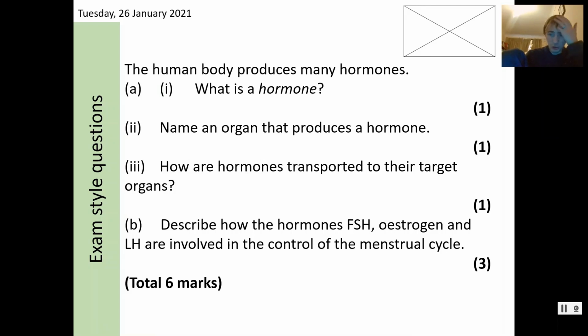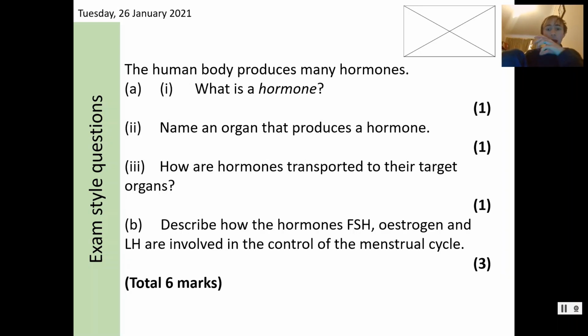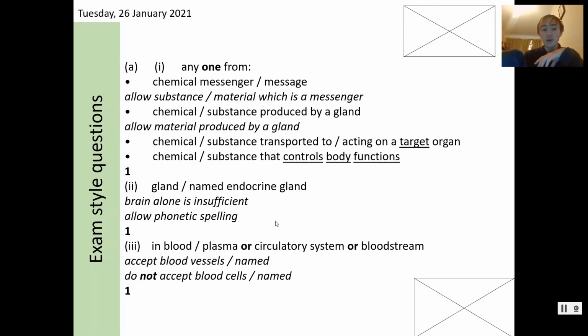Name an organ that produces a hormone. Well, you can literally name any gland, or you can just write the word gland. That's fine. How do hormones travel to their target organs? In the blood. I would say in the plasma of the blood. The plasma transports everything except oxygen and carbon dioxide.